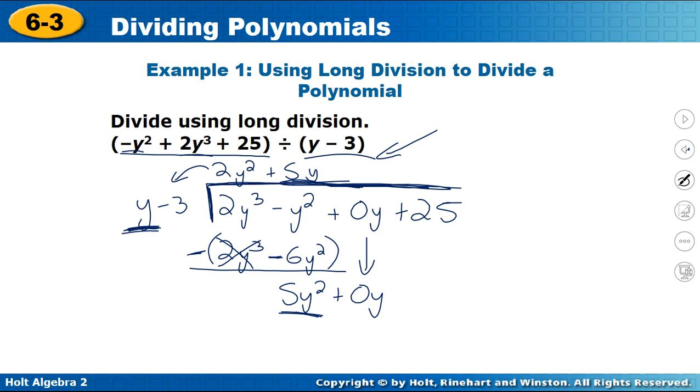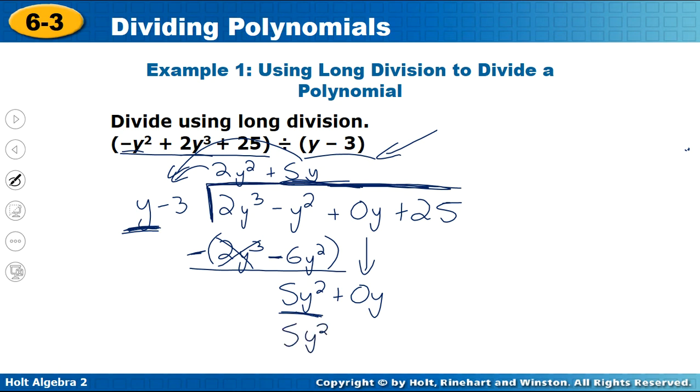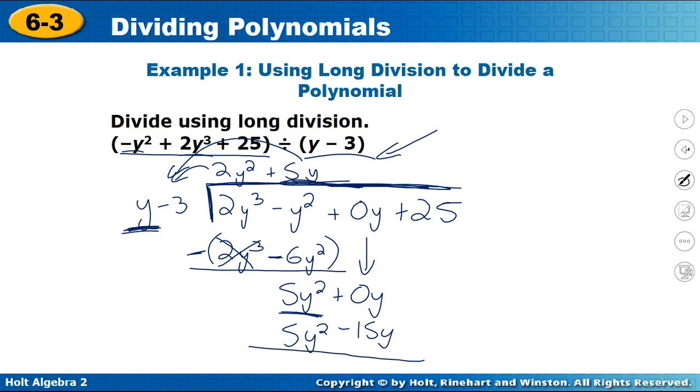All right, so now, just like we did with the 2y squared, we're going to multiply this 5y back to both of those terms. So 5y times y will be 5y squared, and 5y times negative 3 will be negative 15y, right? Because 5 times negative 3 is negative 15. All right, so we're subtracting this now.